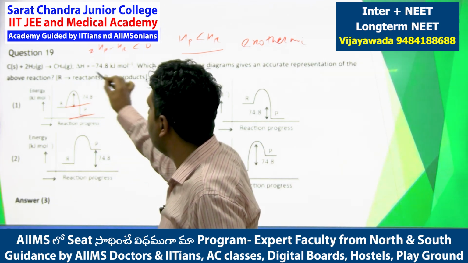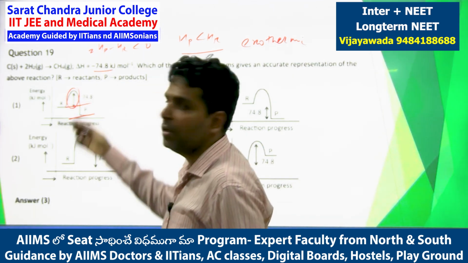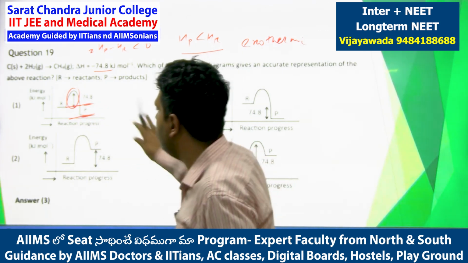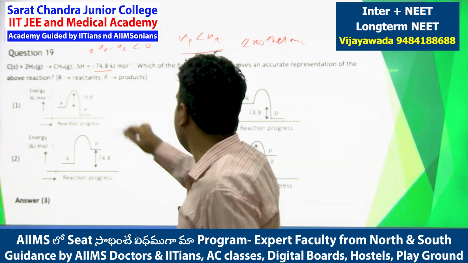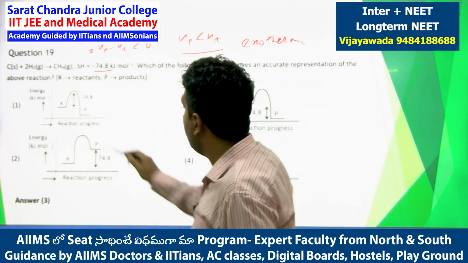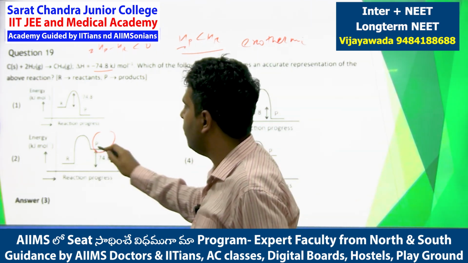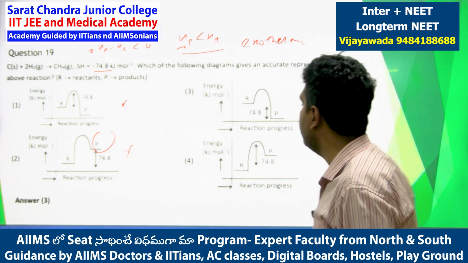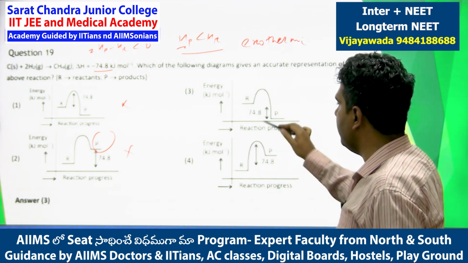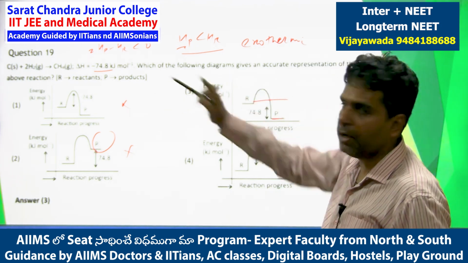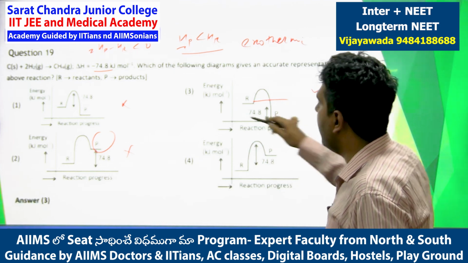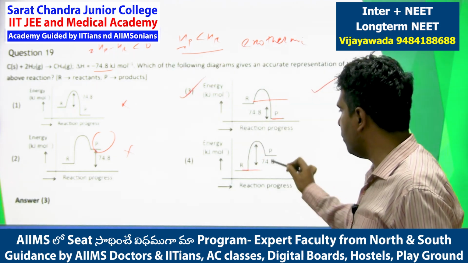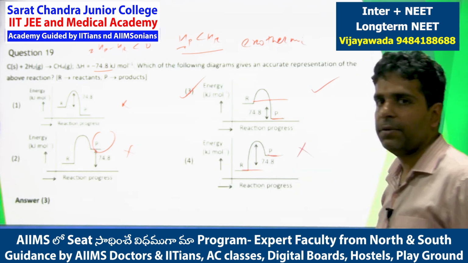But this difference should be equal to minus 78.4, not this distance. This other distance will be the activation energy. So the first option is not fully correct. In the second option, the enthalpy of product is more than that of reactant, so this is also not correct. Over here, the enthalpy of product is less than the enthalpy of reactant by a value equal to 78.4, so this is the correct diagram to represent this exothermic reaction. And over here also the enthalpy of product is greater than reactant, so this is also not correct.